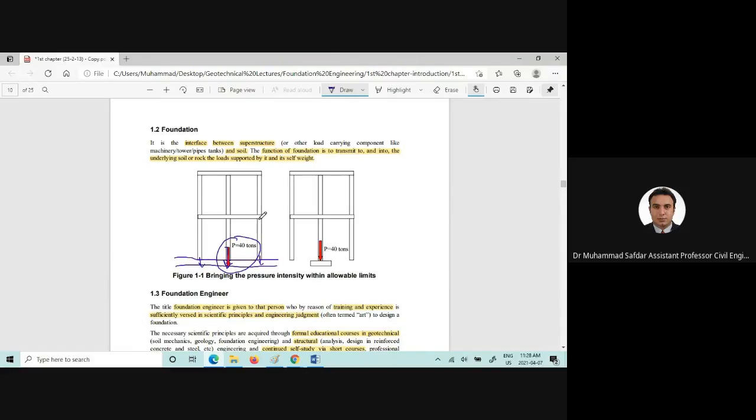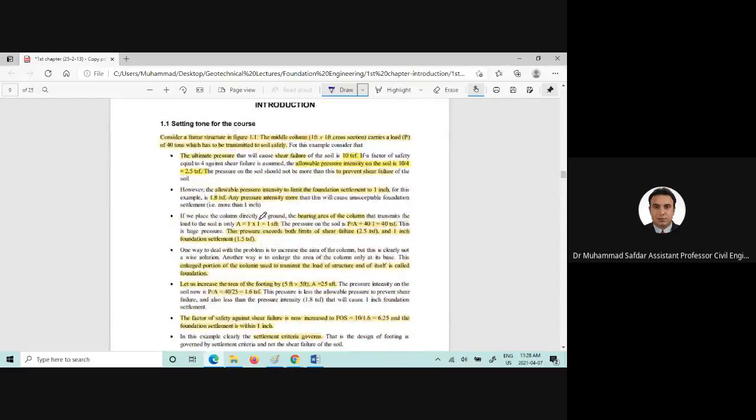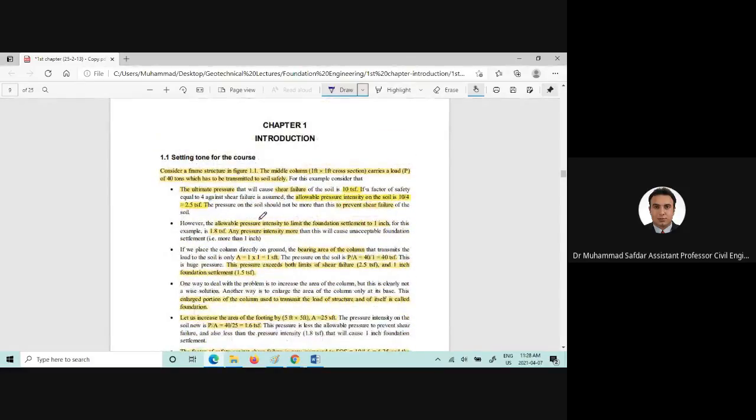Now, the dimensions are given. We are given a 1 feet by 1 feet cross section of the middle column, and it says that 40 tons of load is applied. Now we need to find out whether that soil can take that load without any shear failure, and also without any settlement problem.